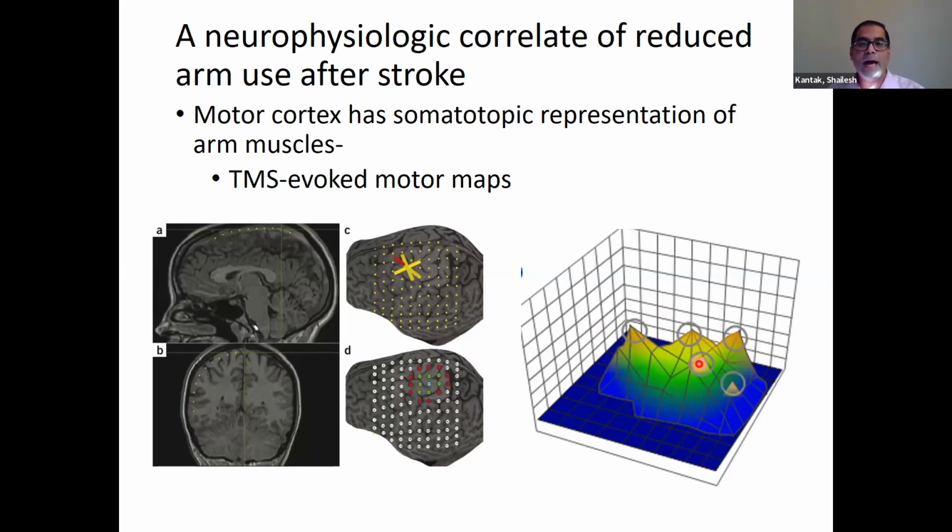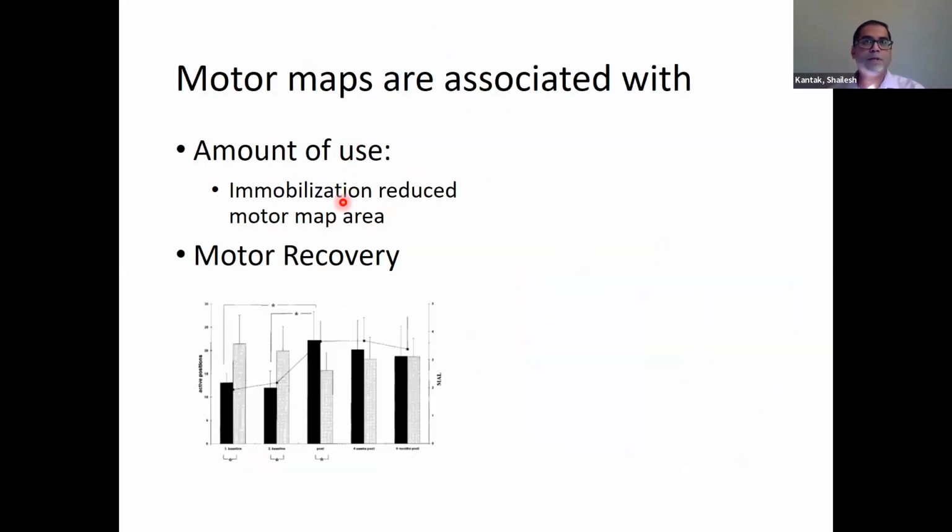We also know that both hemispheres reorganize after stroke. And so what we did in this study was map the ipsilesional and contralesional hemispheres. What do these maps represent? We think they represent the amount of use, because following immobilization, there was a reduction in map areas in neurotypical controls. And here is a study that has shown that changes in bilateral map areas were related to the motor activity log in like 4 or 5 patients.